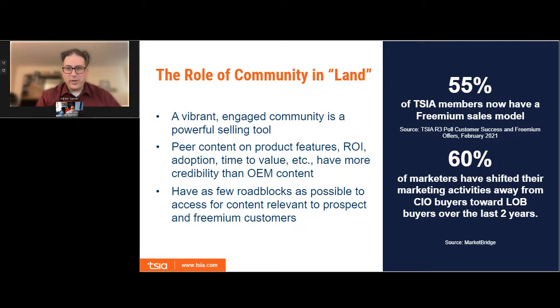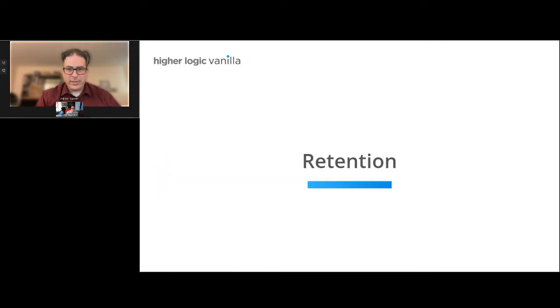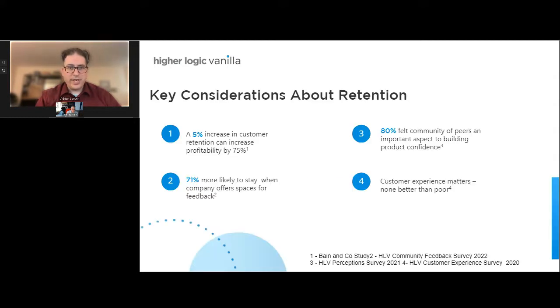Okay, so we're going to jump ahead to everyone's favorite topic, which is retention, because everyone loves to keep customers, right? That's an important aspect of keeping people happy. What's the old saying? It's easier to keep a customer than to get new customers, right? And there was some interesting research from Bain and Company that a 5% increase in customer retention can increase profitability by 75%, which tells you alone why retention is something you want to be focused on.